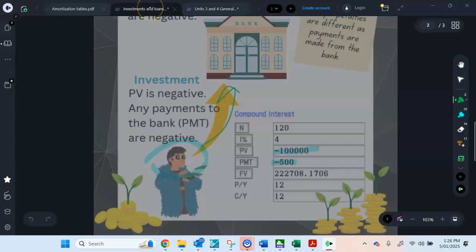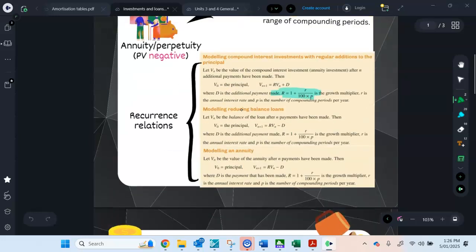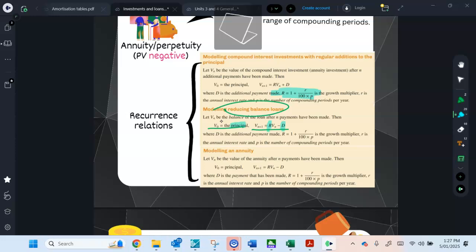So remember, going back here, previous page, here's your reducing balance loans. So principal, there's your recurrence relation. So you just need to do the principal amount and your R, just make sure you're subtracting your common difference. Whereas for the investment, you are adding. All right, just going to fold it back.